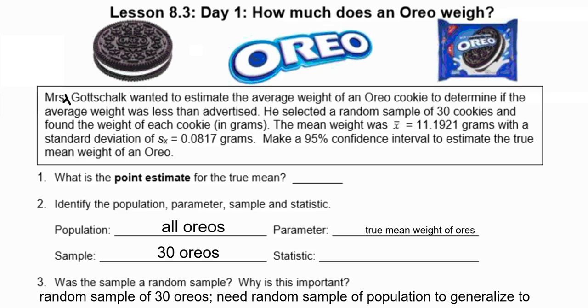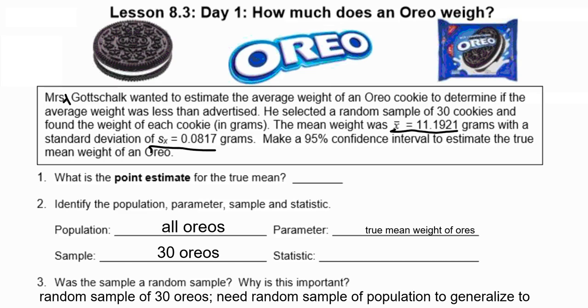less than advertised. So he selected a random sample of 30 cookies and found a weight of each cookie. The mean weight was given right there, with a standard deviation that he found of his sample right there. And we want to make a 95% confidence interval to estimate the true mean weight of the Oreos.